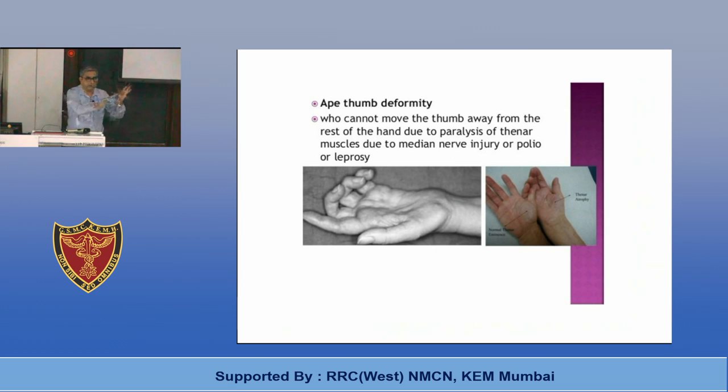So there is wasting of the muscle in the palm, and the thumb is adducted. This type of deformity is ape thumb deformity. With atrophy of the thenar group of muscles, the thumb is adducted and flattened. That is ape thumb deformity. So for the median nerve, I told you three: pointing index, sign of benediction, and ape thumb deformity.